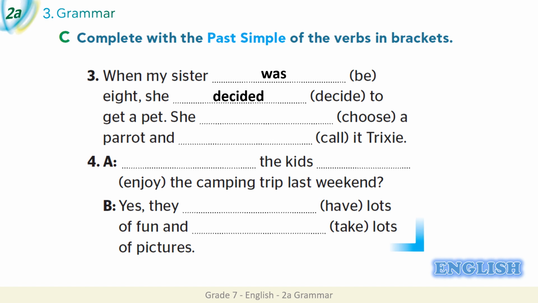How about the next one? That's perfect. She chose a parrot. This is an affirmative case. Choose is an irregular verb, and the past simple form is chose. How about the last one? That's correct. Called. It is a regular verb. In affirmative case, we add ed. Let's move to number 4.